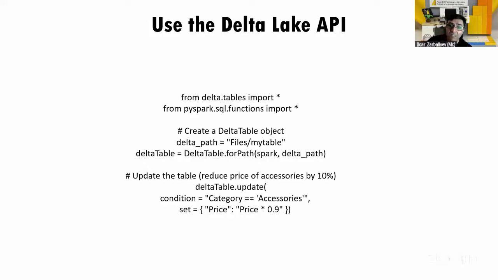Update takes a condition here, rows where category equals accessories, and a set expression that reduces the price by 10%. Note what this gives you that plain SQL doesn't. You are working with a Python object, so conditions and expressions can be composed programmatically. And you are addressing a path, not a registered table name, which means this works perfectly well against Delta folders that were never registered in the metastore at all.